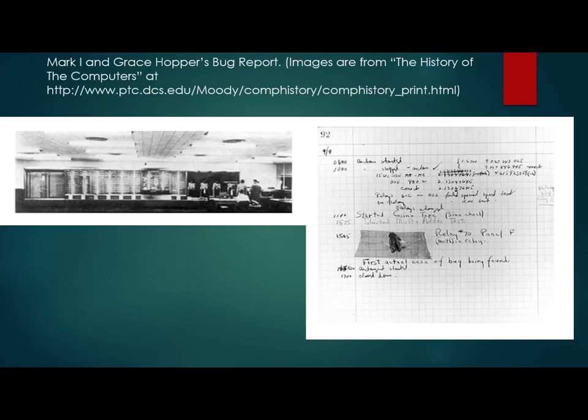Now, on the left side here, you have a picture of the Mark I. That thing's huge. And on the right side, you have a copy or an image of the report that was used by Grace Hopper. So, I mean, you can see there where if you go down it a little bit, you see what looks like a page, and then you see a moth that was literally taped over, and it says Relay 70 Panel F Moth in Relay, and it's the first case of a bug being found. I think that's absolutely hilarious.